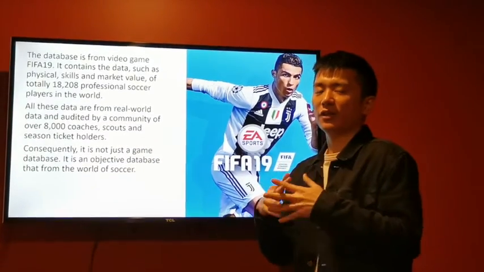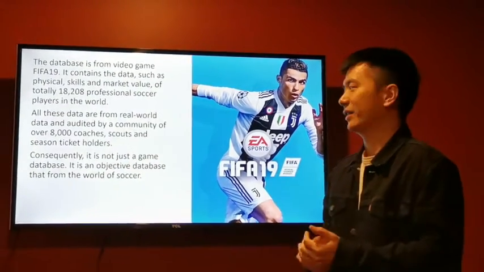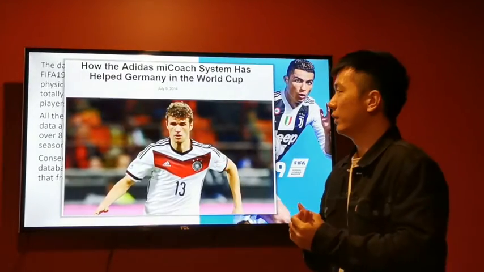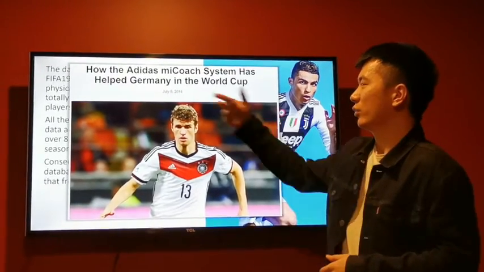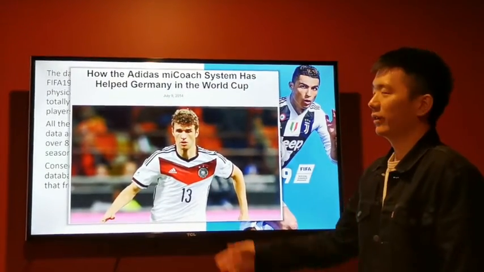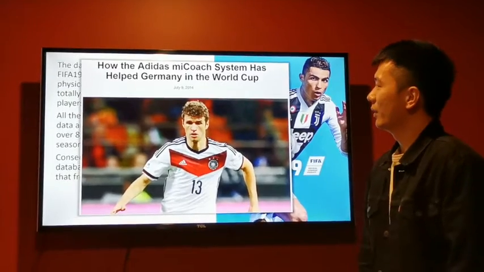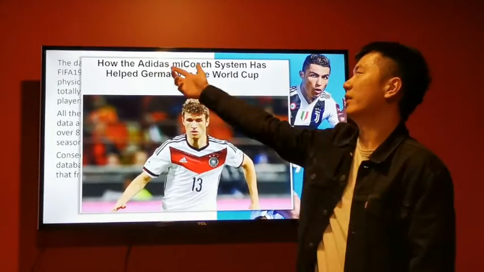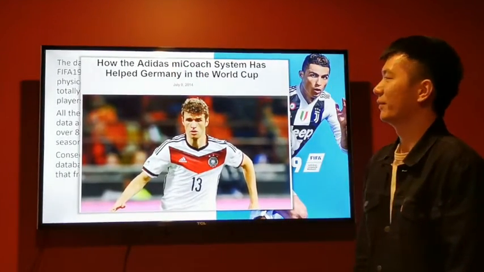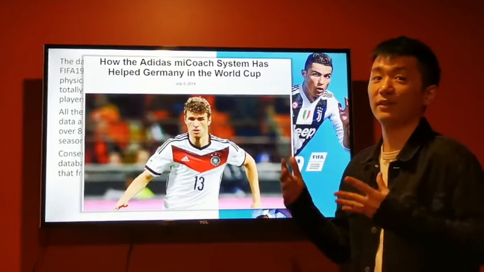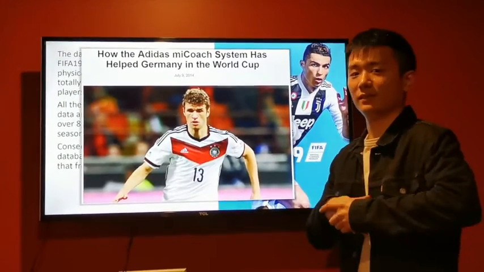Actually, it's not the first time data has been related to soccer. Back in 2014, at the Brazil World Cup, Germany applied the Adidas My Coach system to improve their training, and finally, they won the championship.